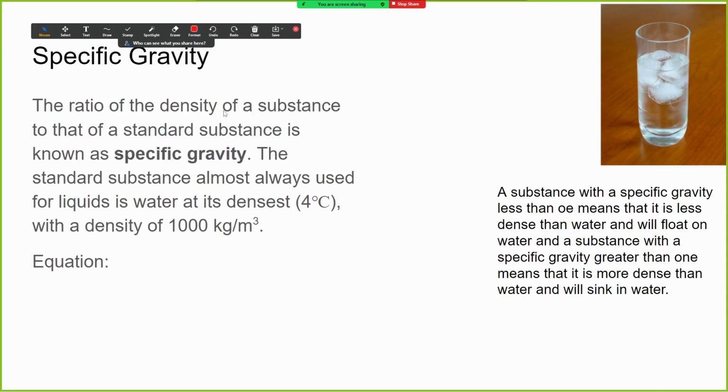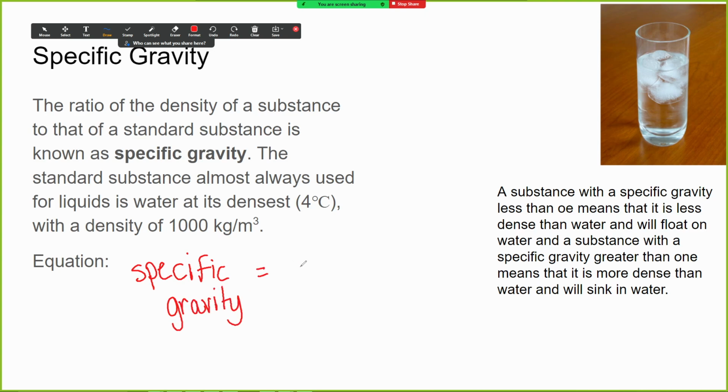The ratio of the density of a substance to that of a standard substance is known as specific gravity. The standard substance that's almost always used is water at its densest, which is at 4 degrees Celsius, and it has a density of 1,000 kilograms per meter cubed at that temperature. So we define specific gravity, and I might just write that as Sg, equal to rho substance divided by rho water.